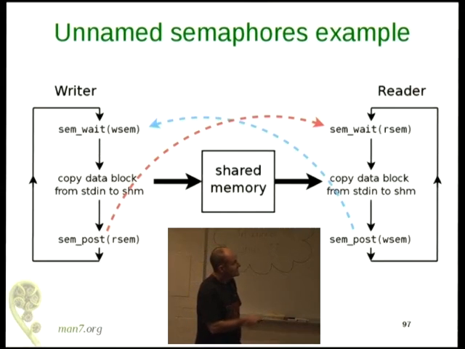And the reader is going through a similar sort of loop. It says, I'm going to wait for my semaphore to be available, then I'll read the data from the shared memory, and then I'll tell the writer that it can have a turn. So you've constantly got the semaphores flipping backwards and forwards to allow the two processes to alternate their access.